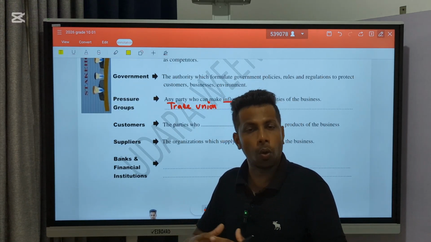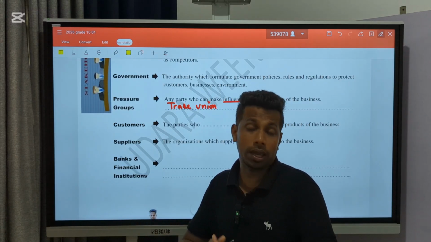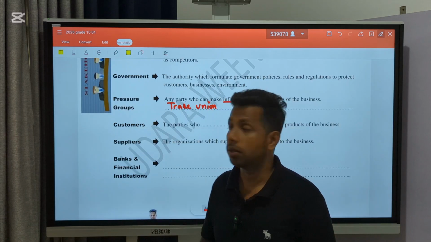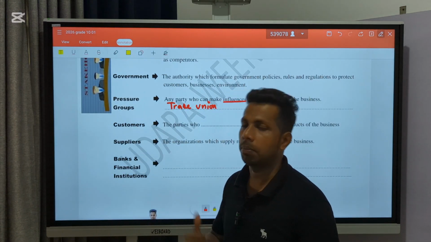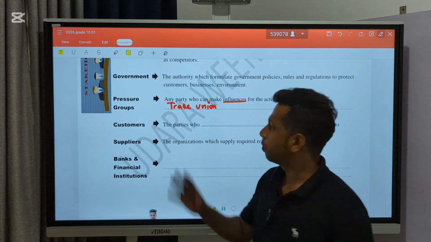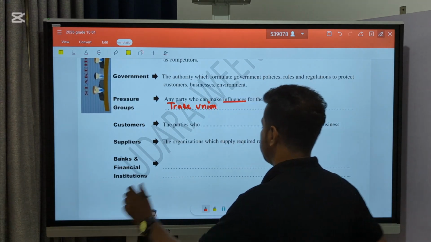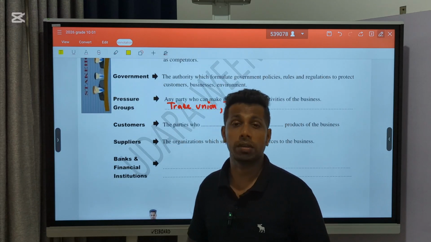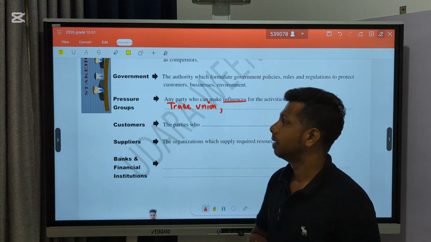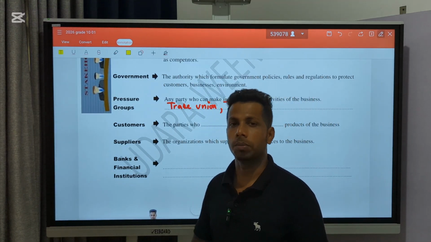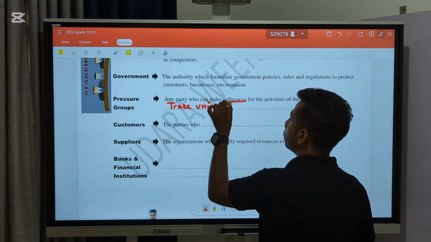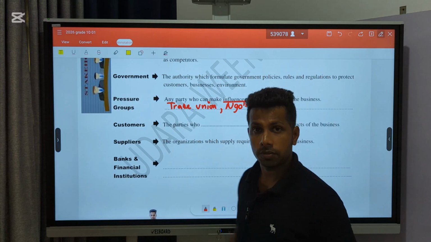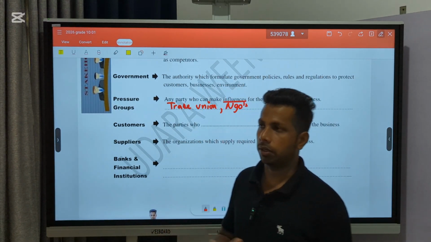So employees can enter into a trade union, and through that trade union they can bargain with the business. They can make pressure here. You can see a trade union as a pressure group. Other than trade unions, you can mention different associations and clubs, my dear children, as parties that can influence business activities, like NGOs and environmentally friendly units. You can mention those here.